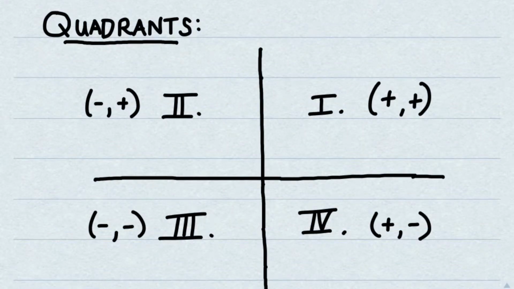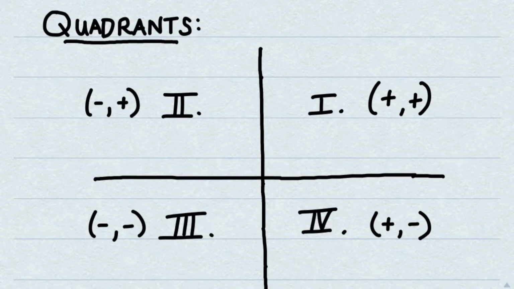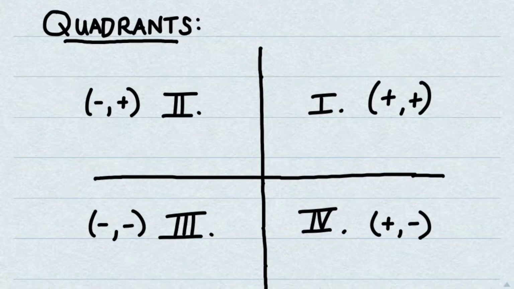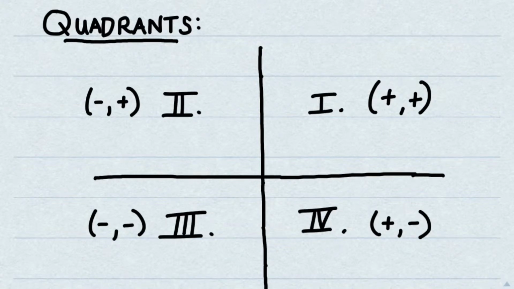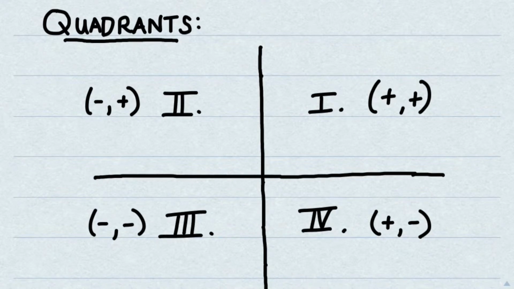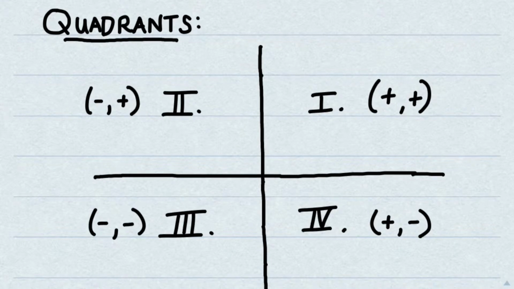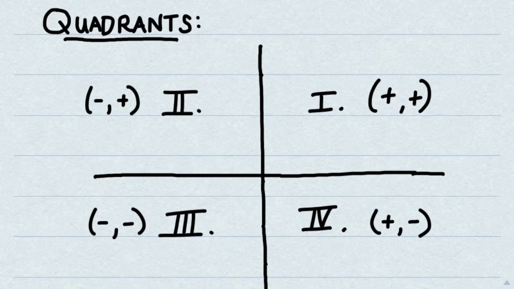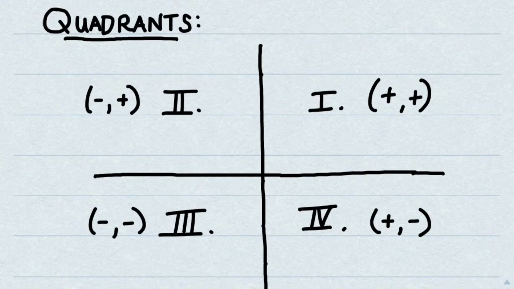First, I'd like to begin by describing the four quadrants. In quadrant 1, the x-axis and y-axis are both positive. In quadrant 2, the x-axis is negative and the y-axis is positive. In quadrant 3, both the x-axis and y-axis are negative, and in quadrant 4, the x-axis is positive and the y-axis is negative. This will be important when solving the example problems.